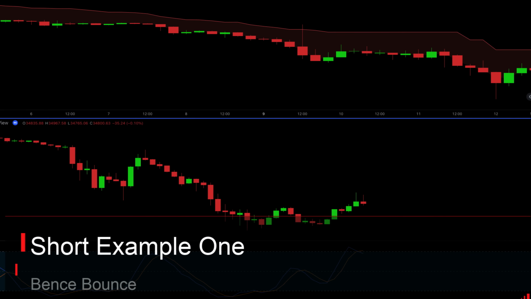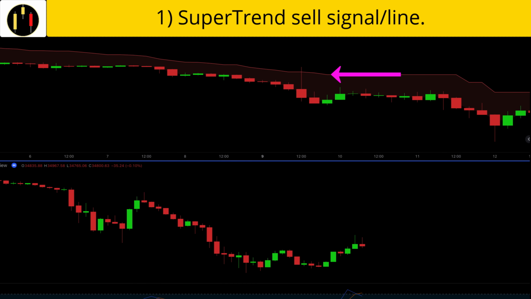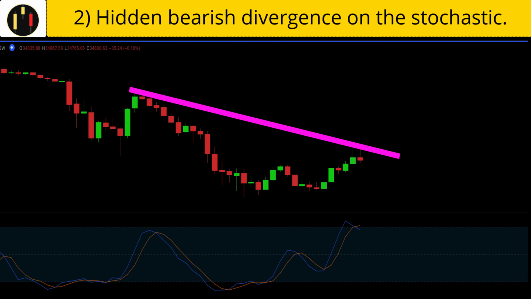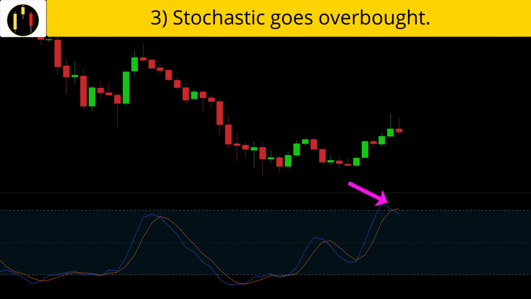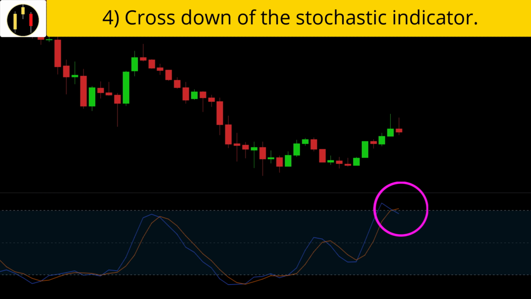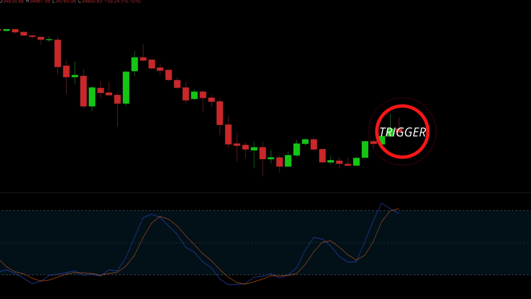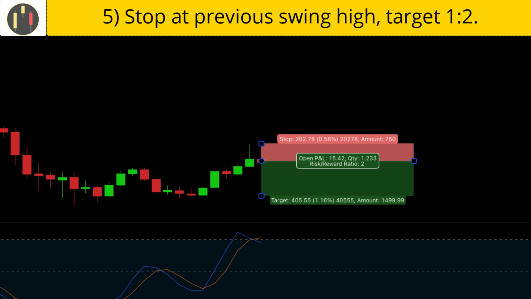Now we flip to shorts. This is what I will test for shorts. First, we can see the Supertrend on the 4-hour chart is indicating a bearish trend. Second, there is hidden bearish divergence on the 15-minute chart, a lower high on price and a higher high on the stochastic. Then we can see the stochastic goes into the overbought territory. Finally, there is a cross down of the oscillator. Our rules converge on this candle and it serves as our trigger. The stop is placed at the previous swing high and the target is 2 times risk.